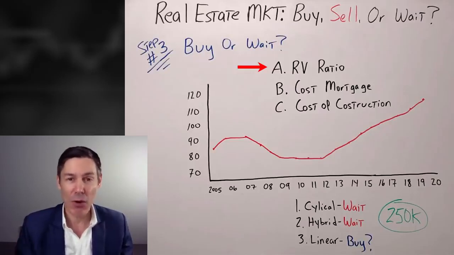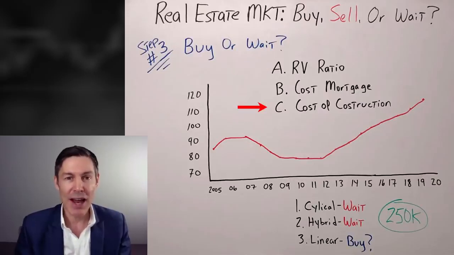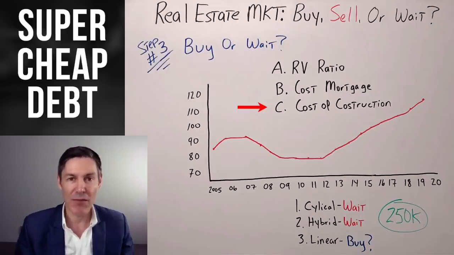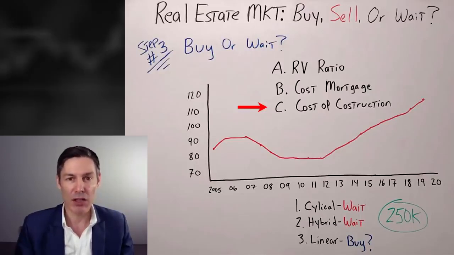And then finally, of course, and this would probably be my main consideration, would be the cost of construction. If I can get a house in a linear market and buy it far under the cost of construction, and it's not in the ghetto, it's in a great area, great schools, it's where you really want to live, then I would consider pulling the trigger. But only if I could get super cheap debt, if I could get a 30-year fixed rate loan.